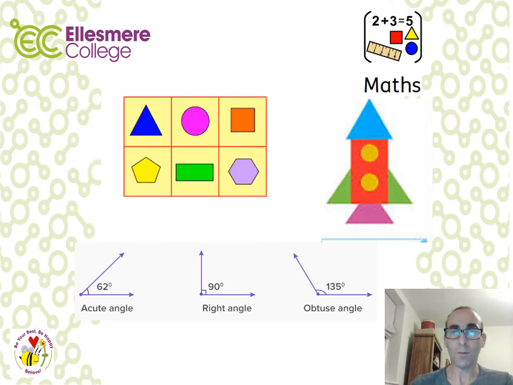In the next lesson, we are going to consider shapes and angles. In the first example, we would just like you to use some shapes to create your own picture. In this case, we've created a rocket. In the second part of the lesson, we'll be considering angles. Please do not forget that a right angle is at 90 degrees. Therefore, an acute angle is anything that is less than 90 degrees, and an obtuse angle is anything that is beyond and above 90 degrees.